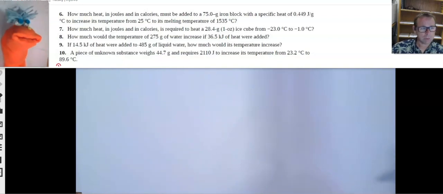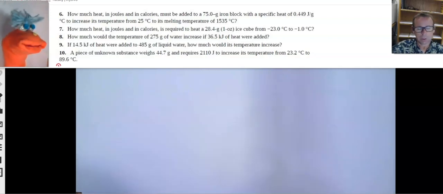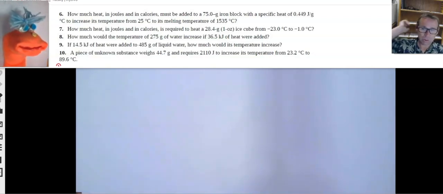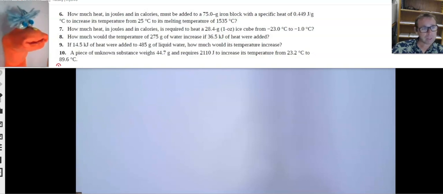Okay, how about you read that first one to us? How much heat in joules and in calories? Are we going to be using calories? Well, we won't be using calories in this class, so don't worry about those. But there's 4.184 joules for every calorie. So if you solve for joules, you multiply by 4.184 to get to calories. Solve for calories, divide by 4.184.